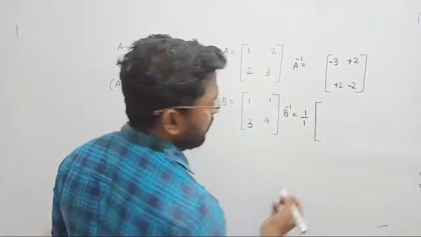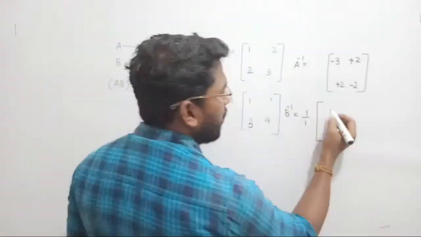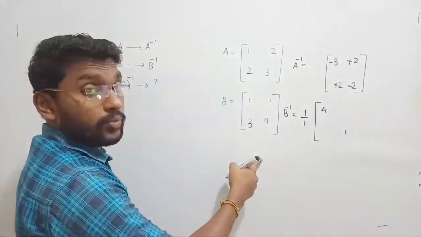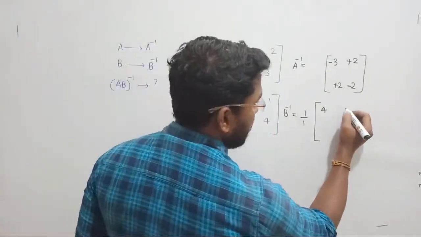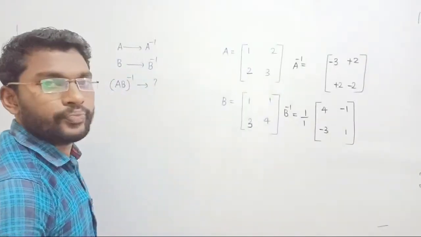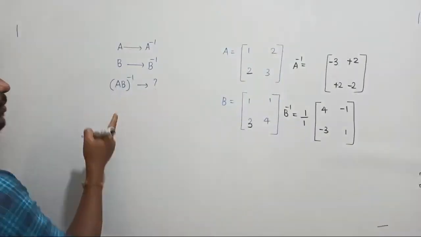Right? Let us go ahead with the adjoint of the matrix. Adjoint is what? Interchange the position of the diagonal, change the sign of the off diagonal, minus 1, minus 3, 4, 1. That is going to be B inverse. Now I said I would like to know the value of AB whole inverse, right?